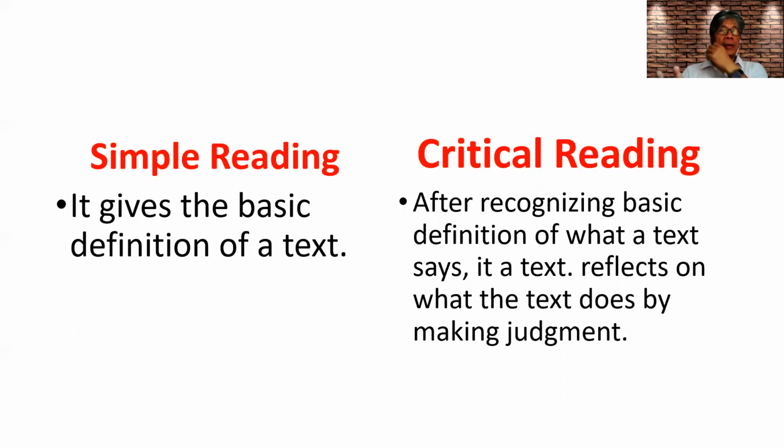I try to compare 2 things to give you clearer ideas. Simple reading gives the basic definition of the text. It's there. You don't need to think: yeah, I understand this, finish. That's it. Critical reading is recognizing the basic definition of the text, then you have to do a reflection. What does this text mean? Then you have to make a judgment. You have to look for other information beyond what's stated in the text. In high school, this one is enough. At the university level, you have to go beyond that one.